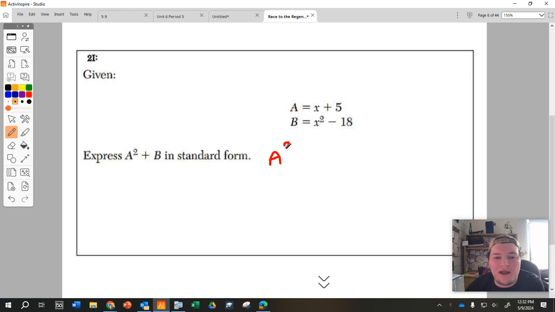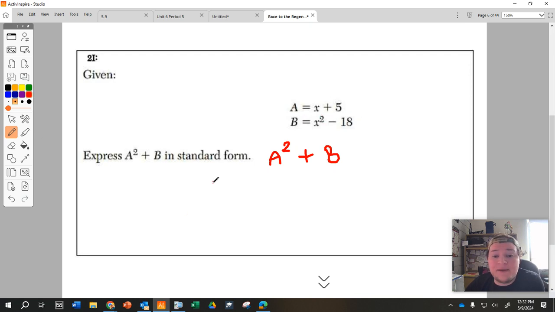So I'm going to start by writing a squared plus b. Just bring it out in the open. Okay. And now what are we given? We're given a equals x plus 5 and b equals x squared minus 18. So a's real name is x plus 5 and b's real name is x squared minus 18. What do you think I'm going to have to do with the a and the b here with the real names that they gave us? I'm going to sub them in. I'm going to plug them in.